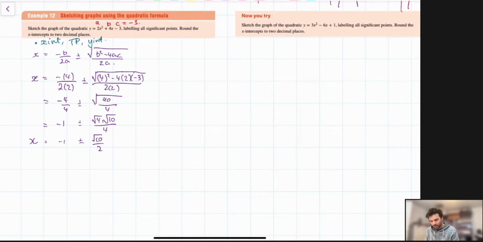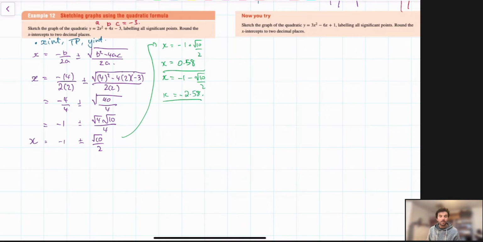And just to give myself a bit more space, I'm going to go up here. And we're going to go to 2 decimal places. So we plug this in and we get an answer of 0.58. The other answer is take root 10 on 2, negative 2.58. So we've got two solutions, 0.58 and negative 2.58. Now these are essentially x-intercepts. So you can think of these as coordinates like that, okay? So we've got our x-intercepts.